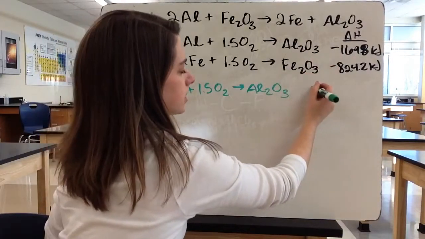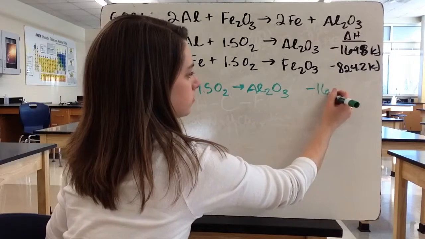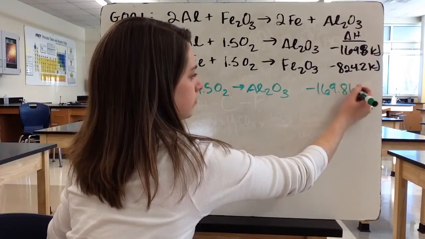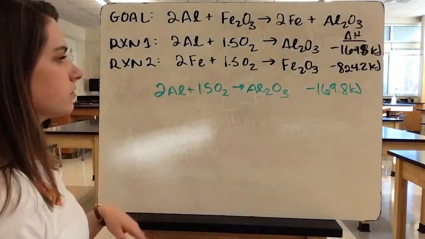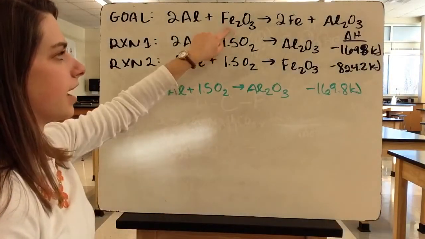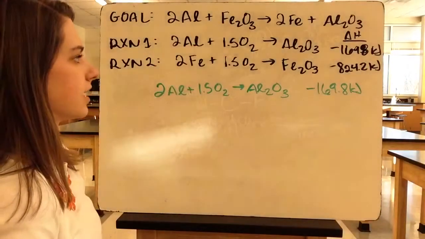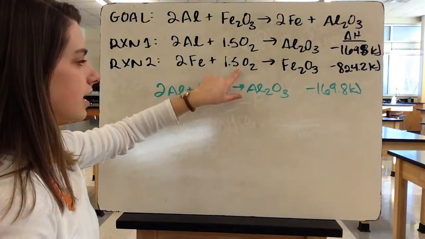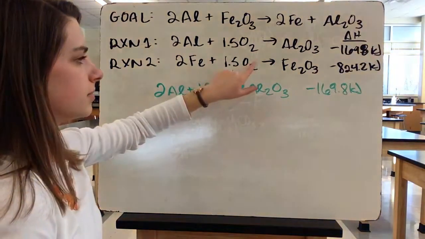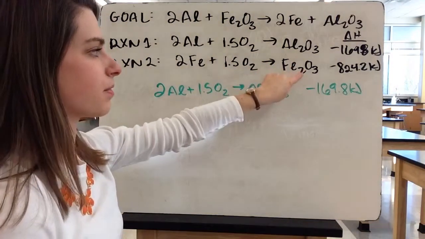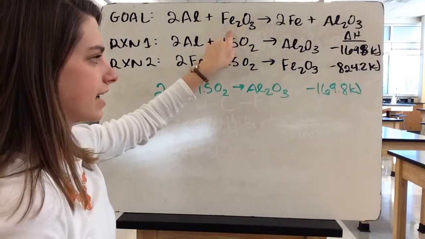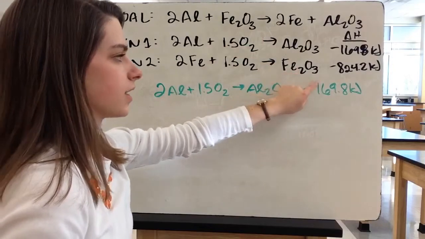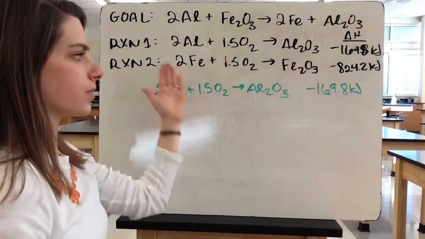And then I'm also just going to copy its delta H. The other thing I notice is that my other reactant is my iron 3 oxide. Well, there's no iron 3 oxide in this first reaction. The iron 3 oxide is in the second reaction, but it's in the second reaction as a product. I need it as a reactant. It's given as a product. So I need to flip this whole reaction.